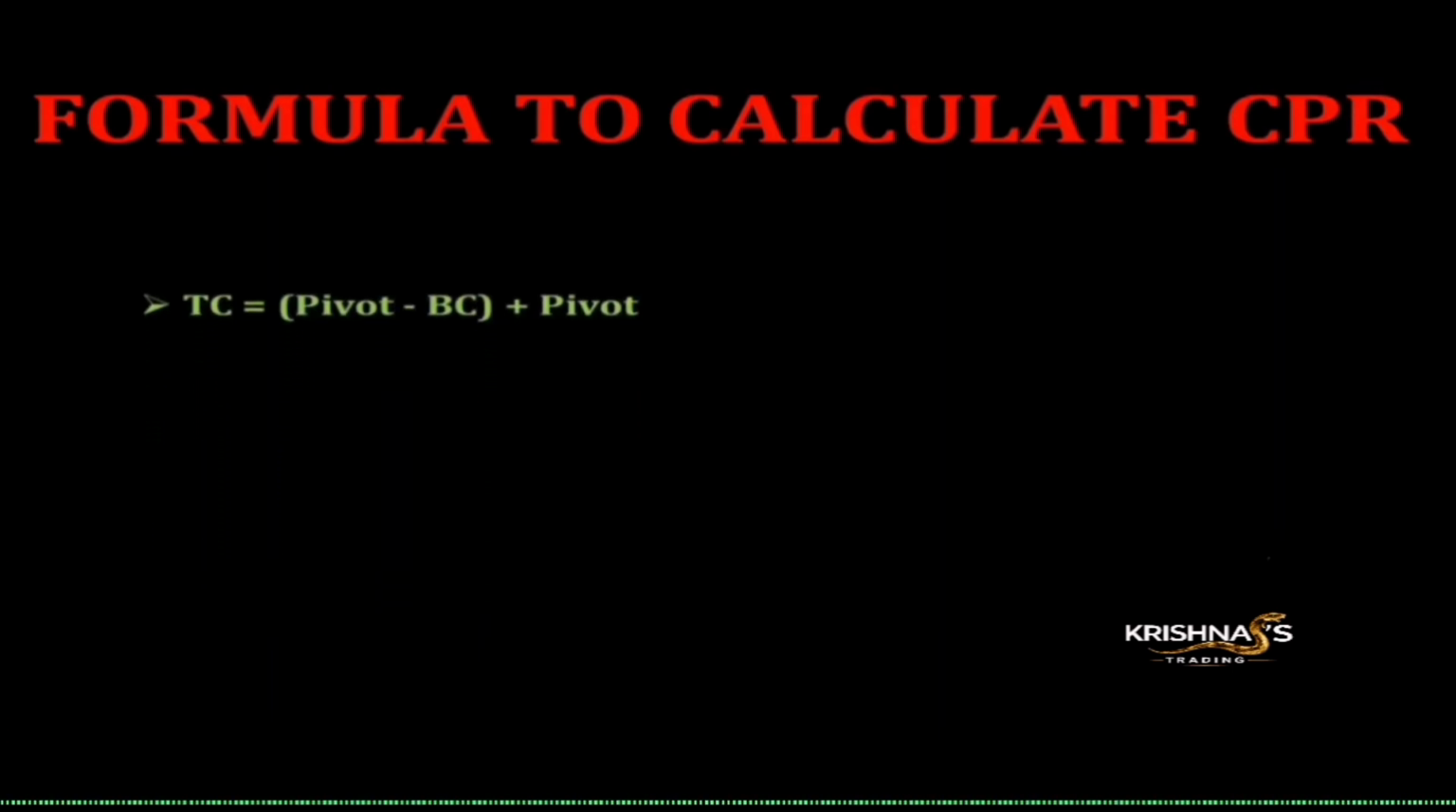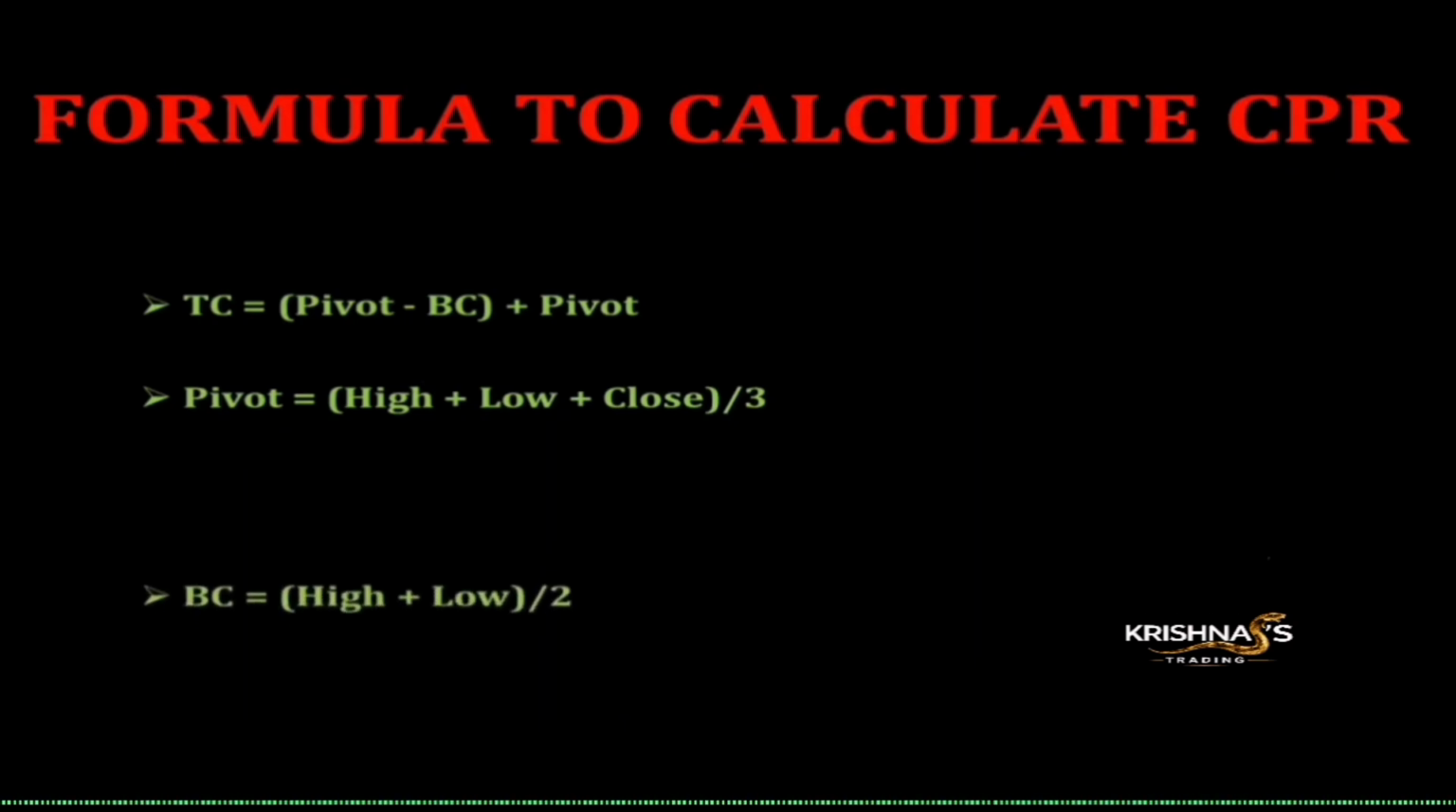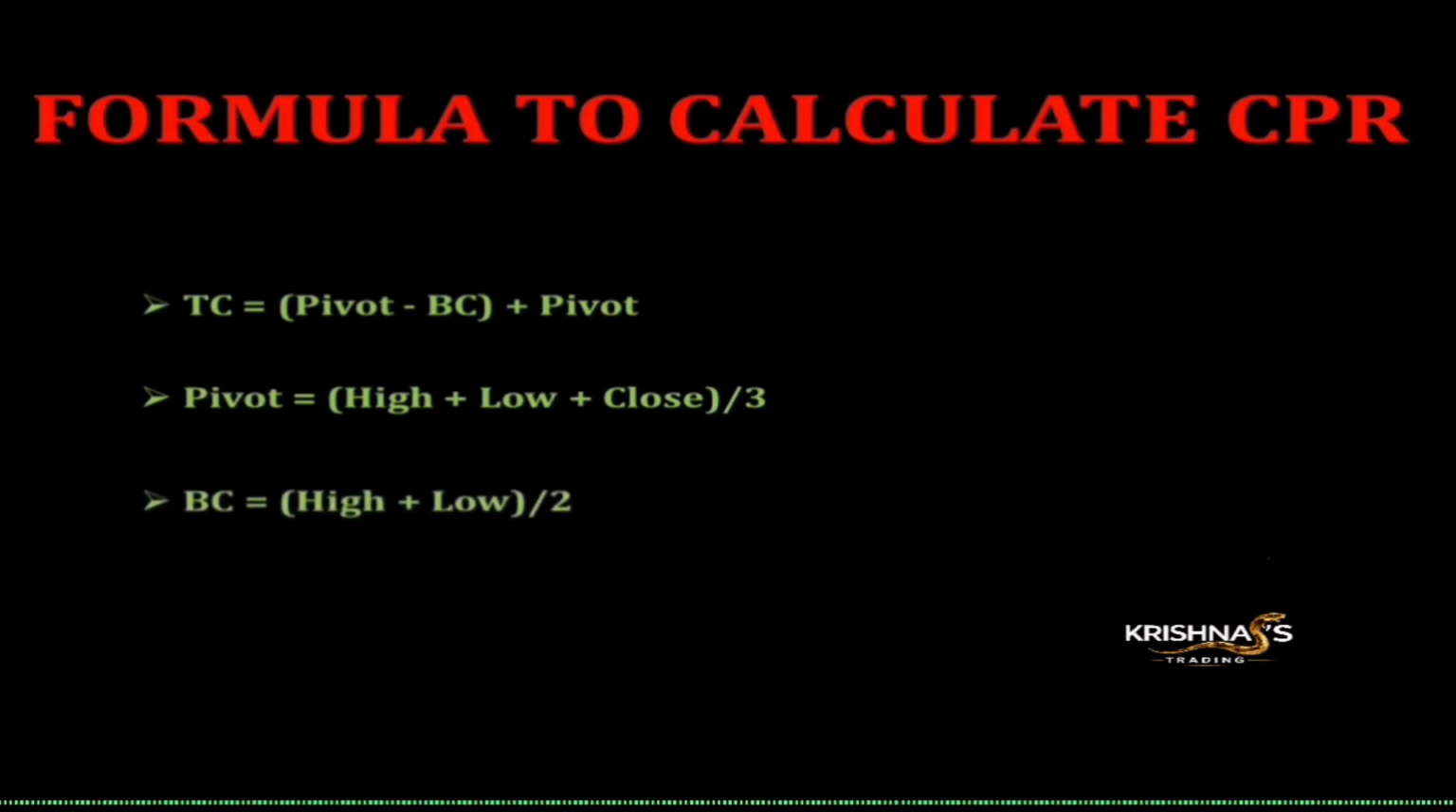TC is called the top central pivot line. The pivot, or central pivot, is equal to high plus low plus close divided by 3. That means the previous session's high, low, close divided by 3. And the last one, BC, bottom central pivot, is equal to high plus low divided by 2. That means the CPR is forming based on the previous session's high, low, close data.